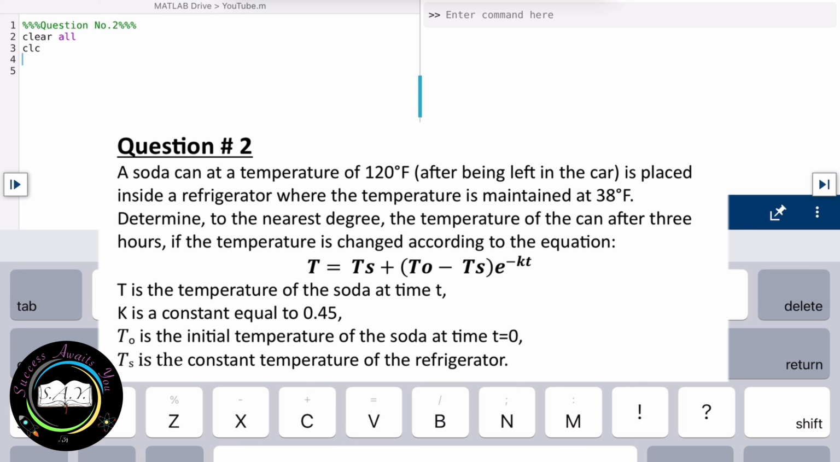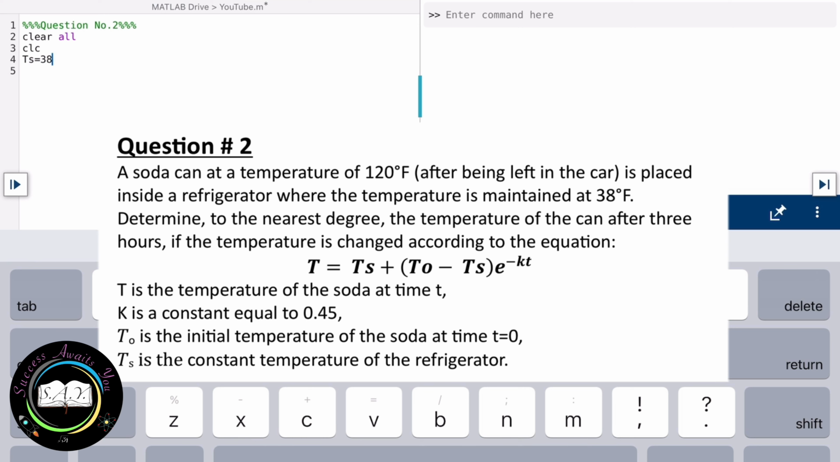The first question for today is that there is a soda can which is at a temperature of 120 degrees Fahrenheit, which is left in a car. Then it is placed inside of a refrigerator whose temperature is maintained at 38 degrees Fahrenheit. We have to determine the nearest degree temperature of the soda can after 3 hours.